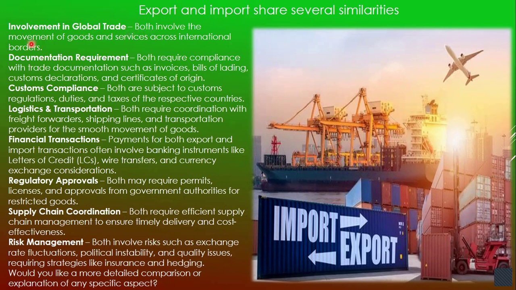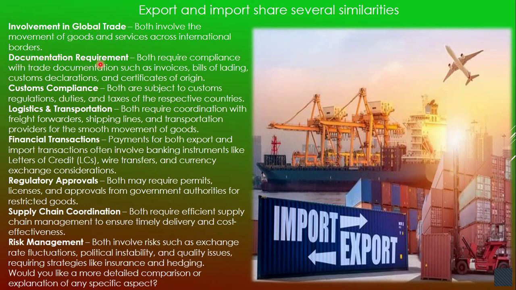The movement of goods and services across international borders comes under global trade. In export, we dispatch goods to another country, sell the goods to the other country, and against that we receive payment. In case of import, we buy the product from another country and make payment to that country. So in both cases the goods and services cross borders. That's why it comes under global trade.